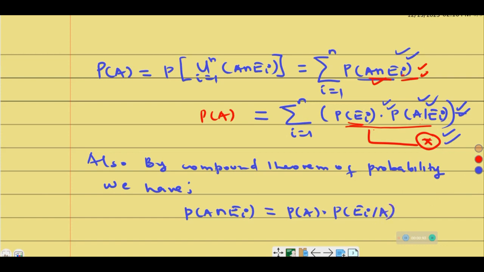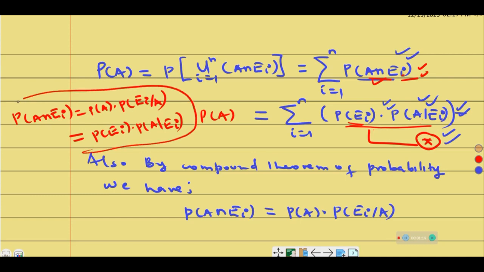I've already taken you through the compound theorem of probability, where we said that if you have the probability of A intersection Ei, you can write this as the probability of A times the probability of Ei given A. Still, you can write the same probability as the probability of Ei times the probability of A given Ei. This is what we have by what we call the compound theorem of probability.